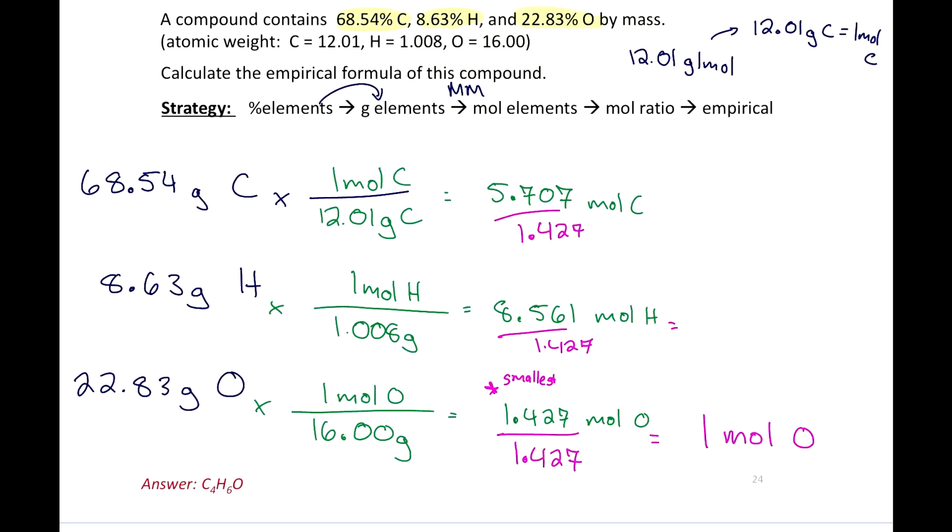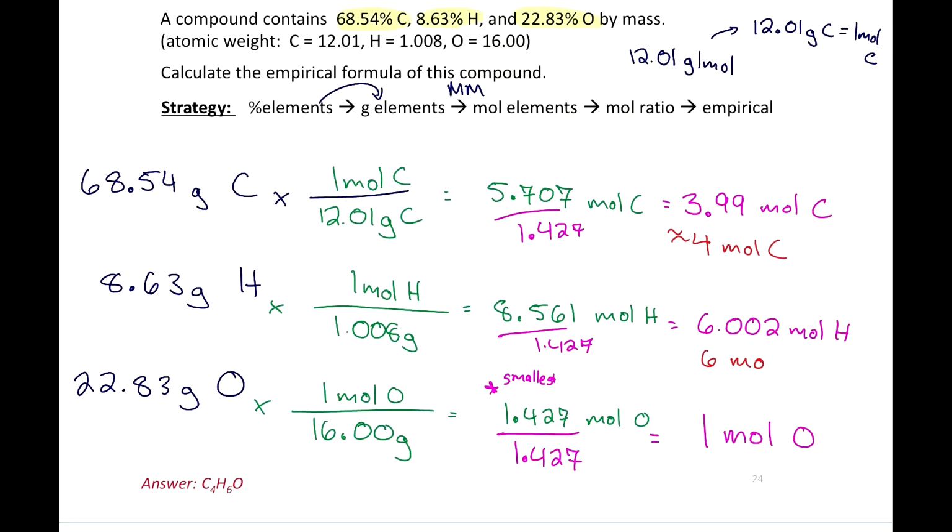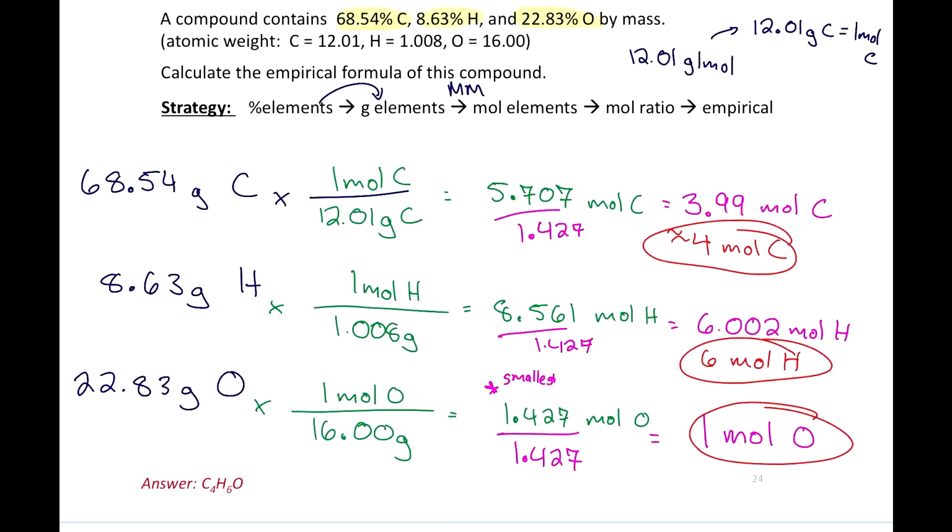If you do the hydrogen calculation here, you get 6.002 moles of hydrogen, and then carbon is something like 3.99 moles of carbon. All right, we're getting a lot closer to an empirical formula. So 3.99 is basically what number? 4, yeah, so this rounds to 4. So there are 4 moles of carbon present. 6.002 is very, very close to 6, so 6 moles of hydrogen. And there it is, there is our mole ratio that gives us our empirical formula.